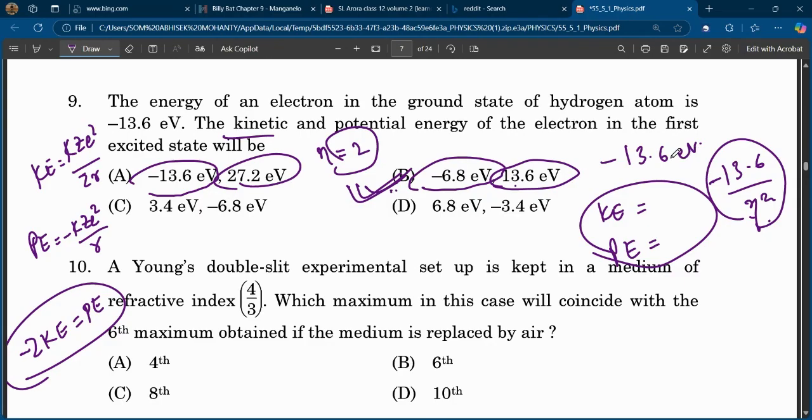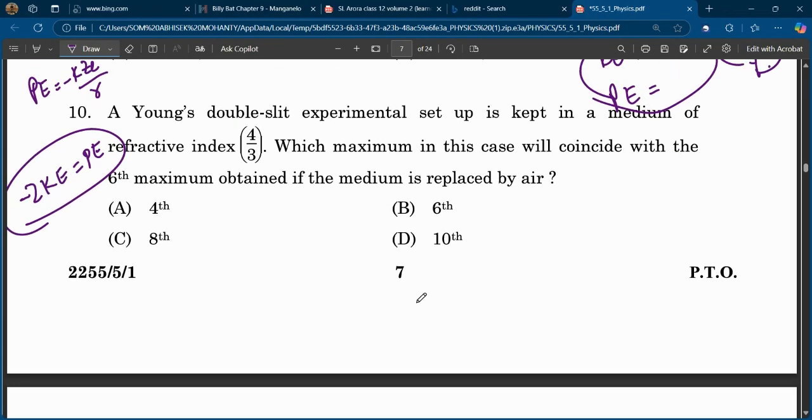Next question. Young's double slit experimental setup is kept in a medium of a given refractive index. Which maximum in this case will coincide with the sixth maximum obtained in the medium with respect to air? Just try this question.